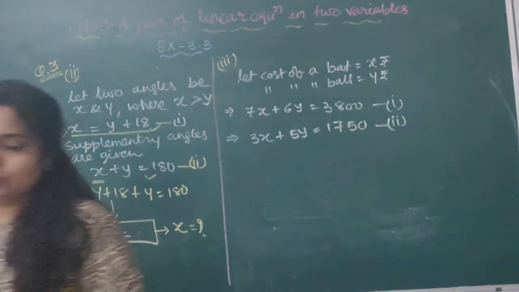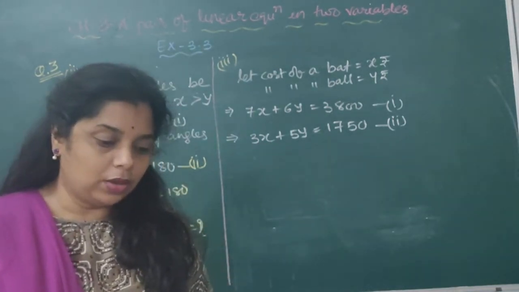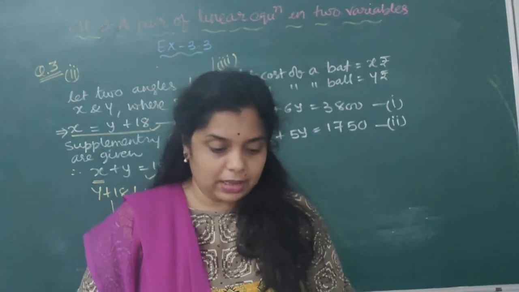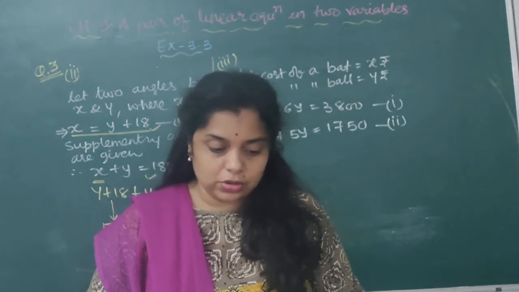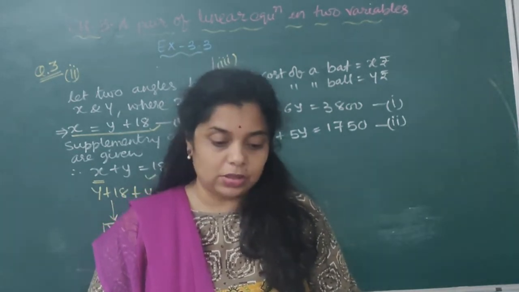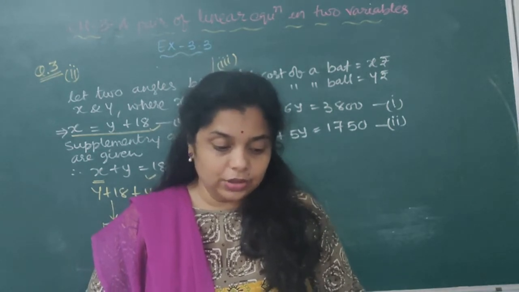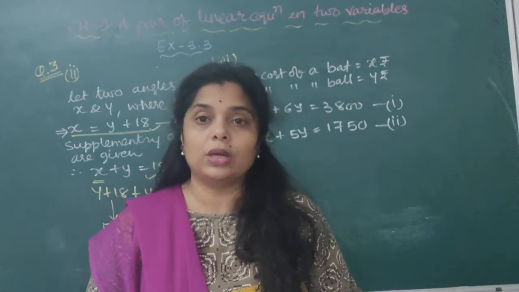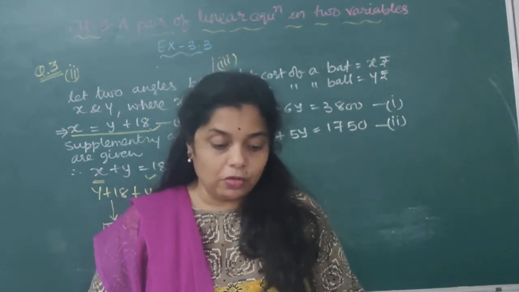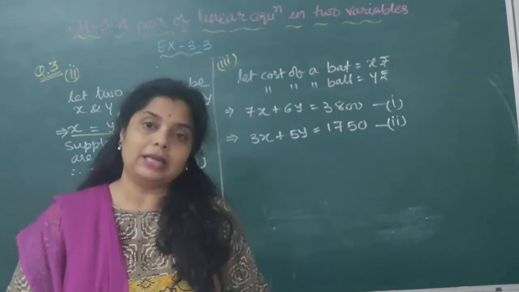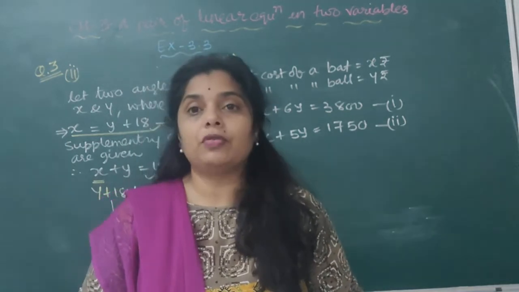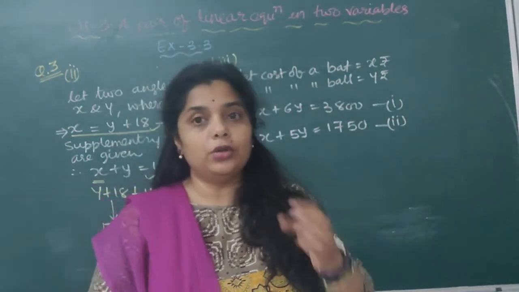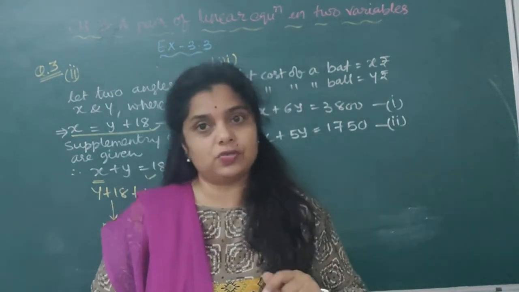Now let's move to the third one. A coach of a cricket team buys 7 bats and 6 balls for 3800 rupees. Later, she buys 3 bats and 5 balls for 1750 rupees. Find the cost of each bat and each ball. This type of example we already studied earlier, and you already know how to get the equations from that.